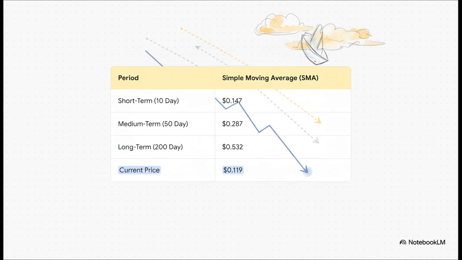And check this out. The evidence here is crystal clear. Our current price, around 12 cents, is already below its recent 10-day average. But then, look at the gap. It is way below the 50-day average of almost 29 cents, and it's not even in the same zip code as the long-term 200-day average of over 53 cents. The further back you look, the uglier the picture gets.